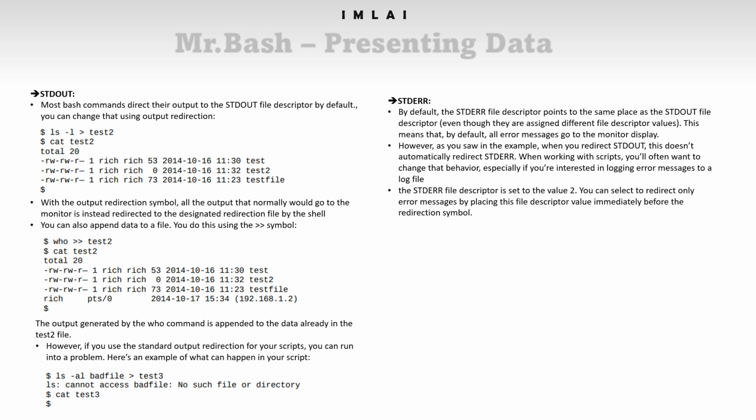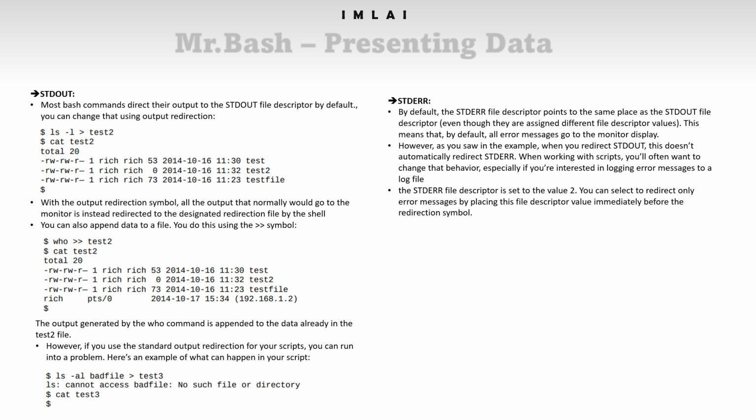However, as you saw in this example, when you redirect stdout, this doesn't automatically redirect stderr. When working with scripts, you will often want to change that behavior, especially if you are interested in logging error messages to your log files. That is the reason the stderr file descriptor is set to the value 2. So 0, 1, 2. 2 is designated for stderr.